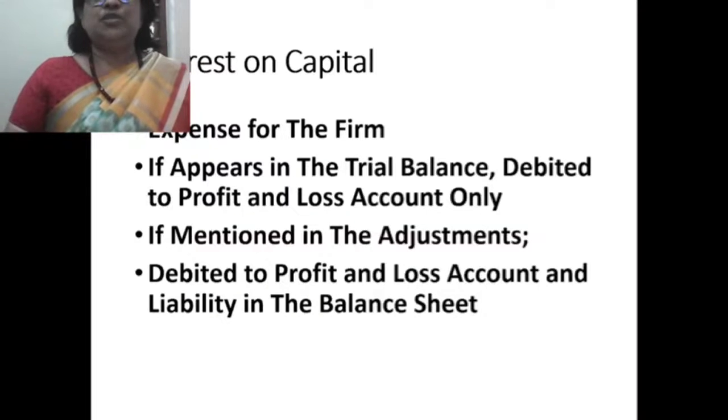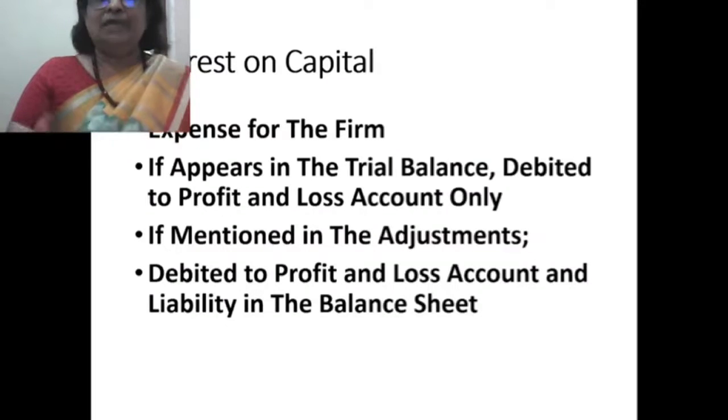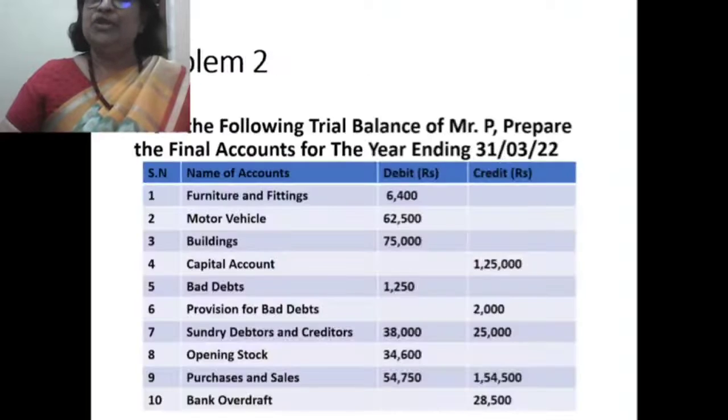Now second adjustment, if it's mentioned in the additional information, that means two adjustments should come. One in the trading and profit and loss account and one in the balance sheet. So if it's coming in the adjustment, it will be debited to profit and loss account and it will be a liability in the balance sheet. That means it's a payable to the proprietor.